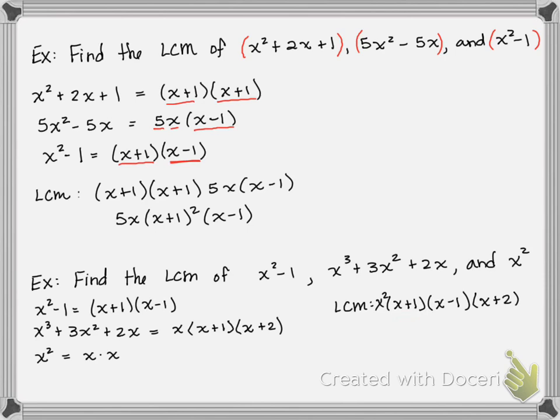And then our second polynomial has an x in there. We only need one of those x's from the x squared. And then there's our third one. So the LCM is a multiple of each of them. It's not all of them multiplied together. It just has to contain the factorizations of each polynomial. Other questions?